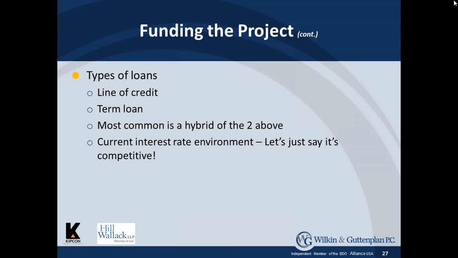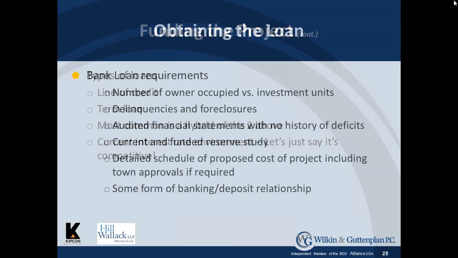Very often we find associations doing a hybrid of the two types of loans. You start off with the line of credit during the time of the project itself, and then you move over to the term loan for the balance that needs to be paid off once the project is done. Considering the current interest rate environment, we can just say it's competitive. So shop around before you make a decision.